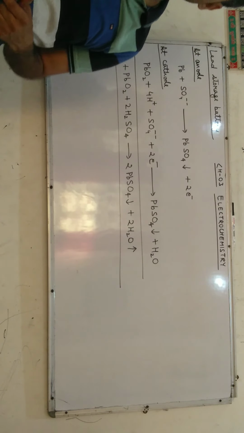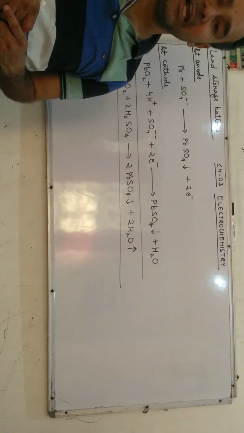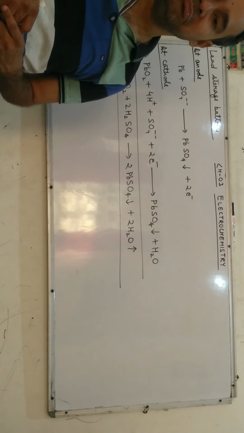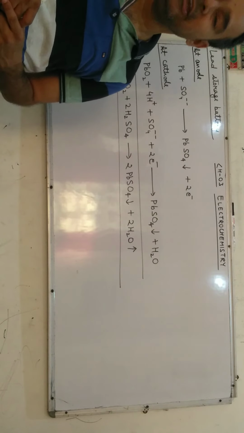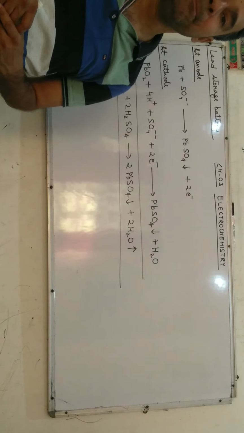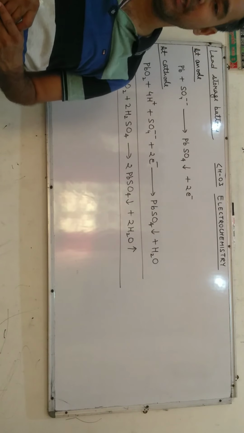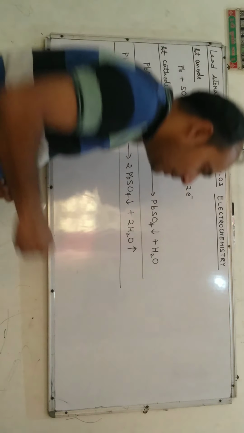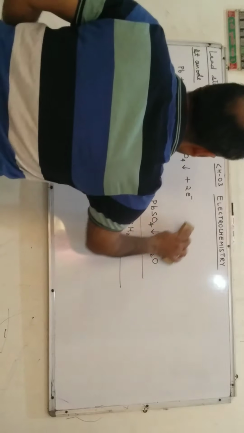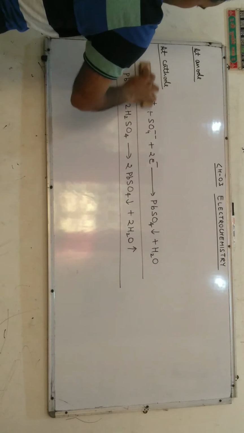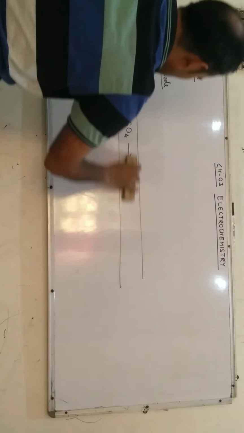Students, a fuel cell is a device which generates electricity by the direct combustion of fuel like hydrogen, methanol, methane. For example, the H2-O2 fuel cell. It is used in the Apollo spaceship. Now let us discuss the reactions that take place at the cathode and anode in the fuel cell.